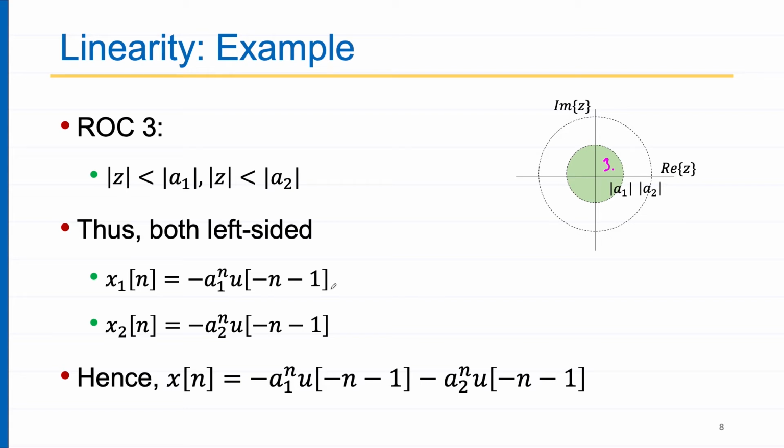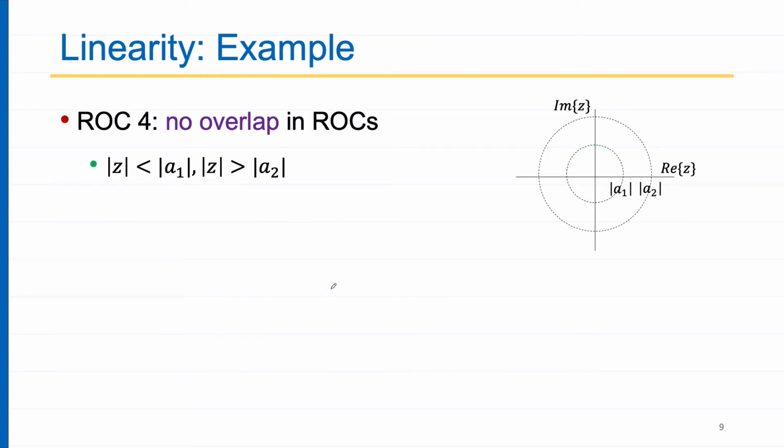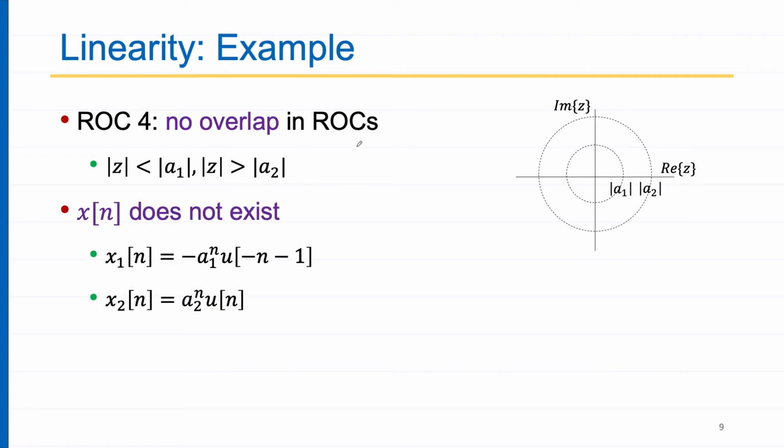Now consider the fourth example, which is |z| less than |a1| but greater than |a2|. Is it possible? No. The intersection of these two sets will be null, which means the intersection does not exist. There is no overlap in the ROCs. So this means our x[n] does not exist, right?